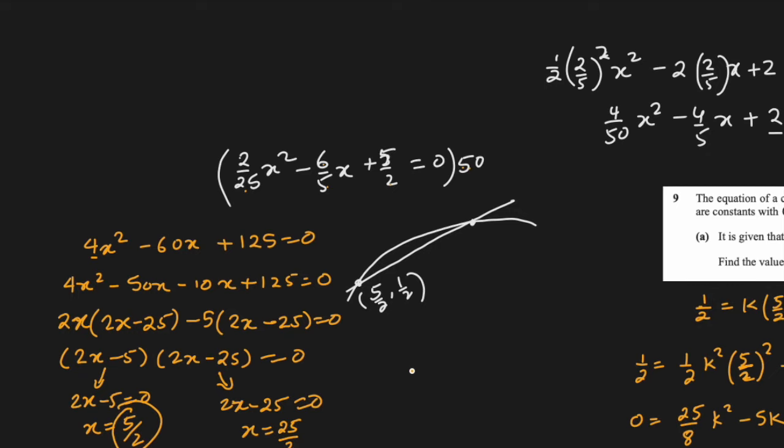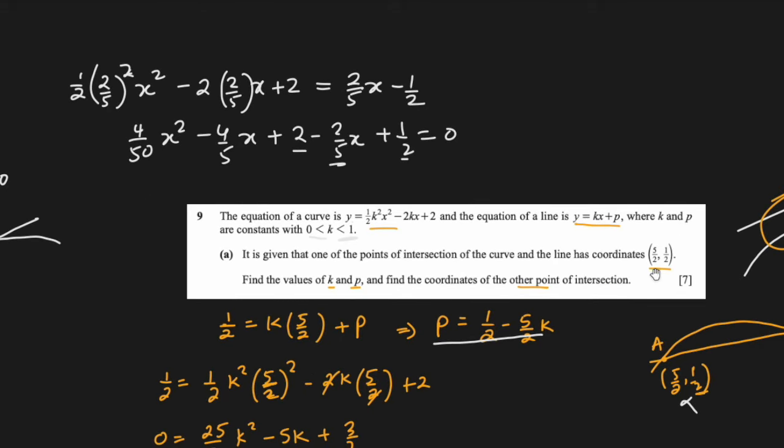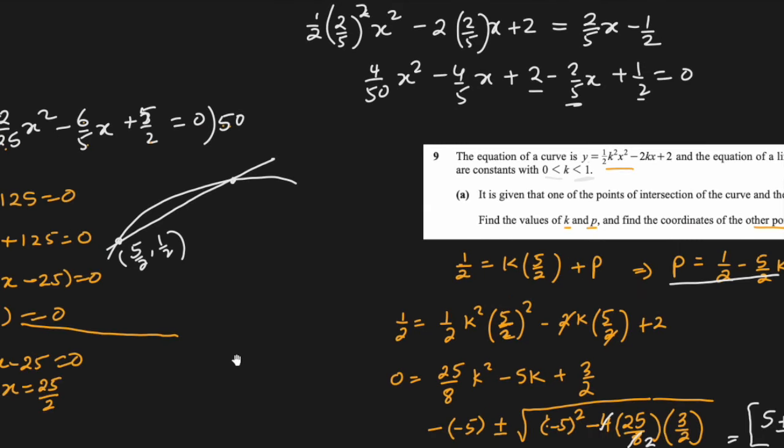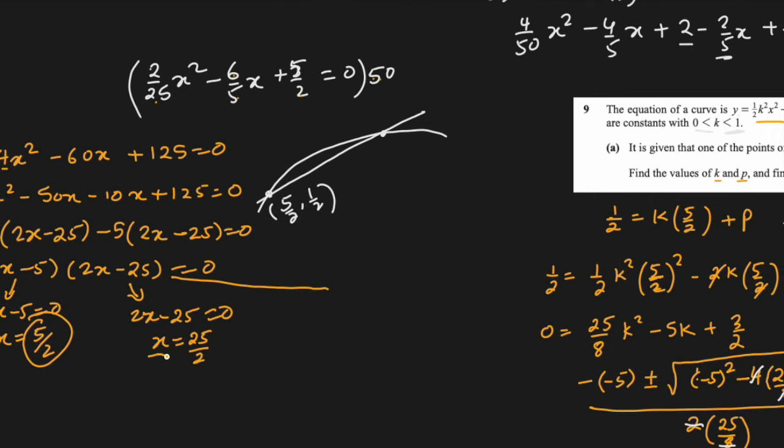5 over 2 is already with us. They have given us. When x is 5 over 2, this is the point. The point is in the question, this one. But this 25 over 2 is the second one which was unknown. They were asking us. So the x coordinate is x equal to 25 over 2.